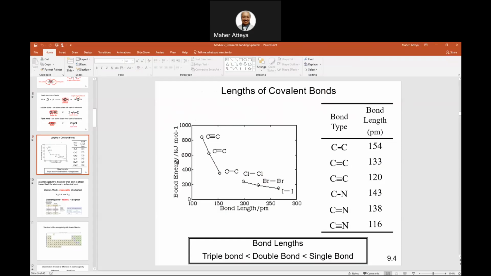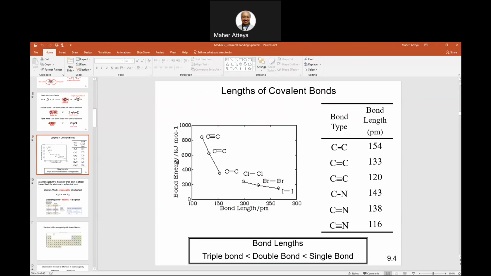And this is the same thing for the bonding. So a single bond is easy to break. A double bond is moderate. A triple bond is very, very difficult, because the atoms are so close to each other. The electrostatic interaction between the atoms is so big, and you cannot rotate.